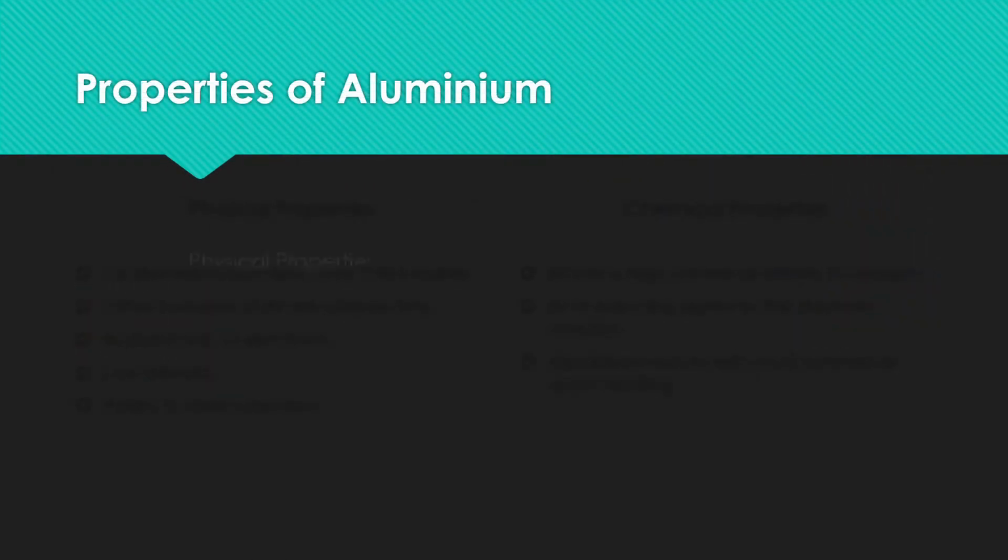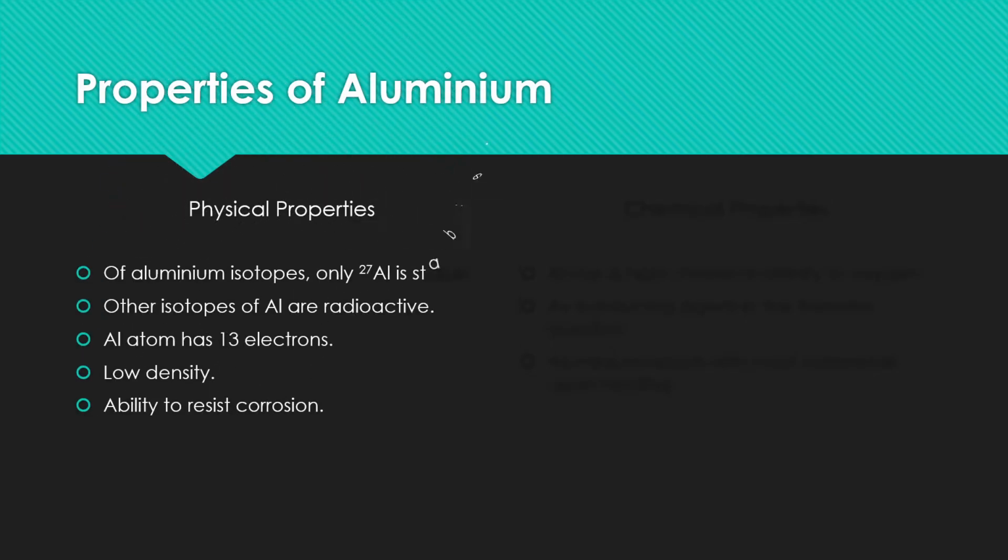Next, we will learn about the properties of aluminum. Physical properties of aluminum isotopes. Only aluminum-27 is stable. Other isotopes of aluminum are radioactive. The aluminum atom has 13 electrons, and it has low density and the ability to resist corrosion.